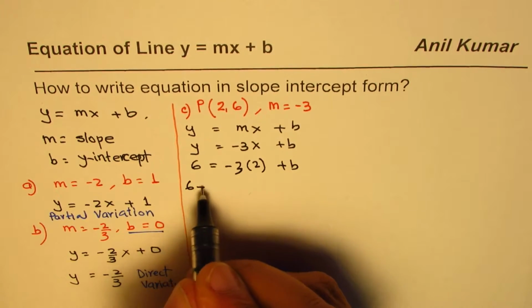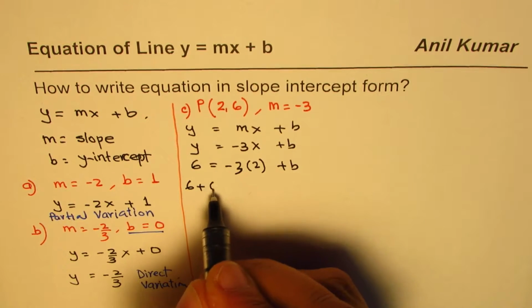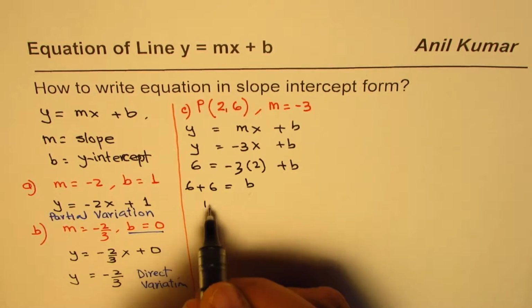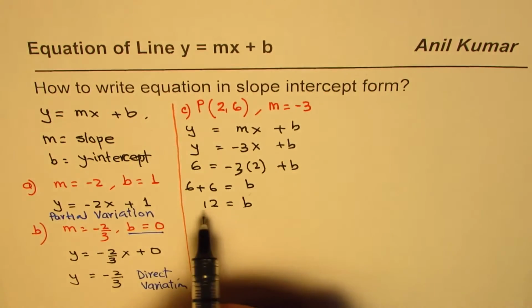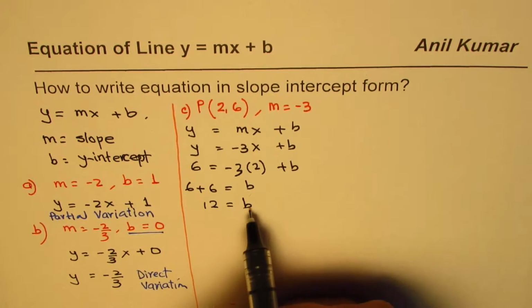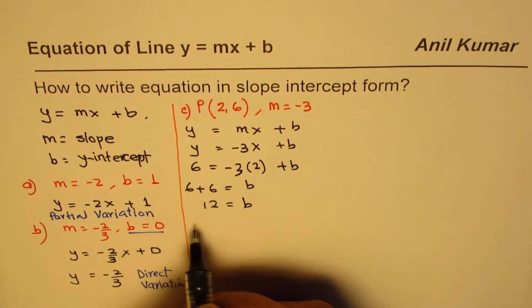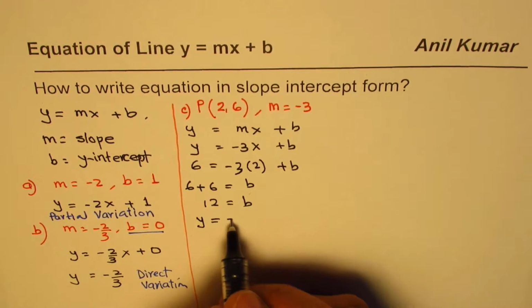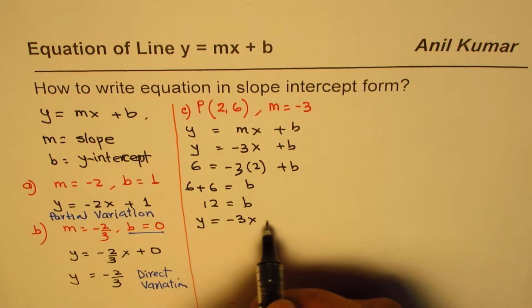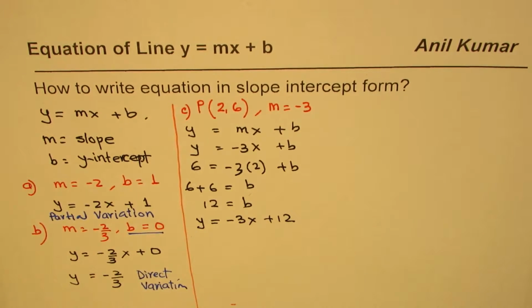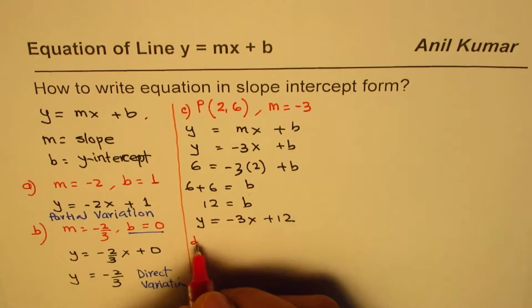Let's rearrange. We get 6 plus, this is minus 6, taking it to the left side gives us plus 6. So we get 12 = b. Now we know the value of b. We can substitute this value in the equation to get y = minus 3x plus 12. Do you get an idea? That is how you could find the equation of the line when a point and slope are given to you. Here's a practice question for you.